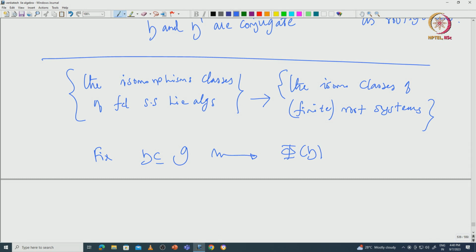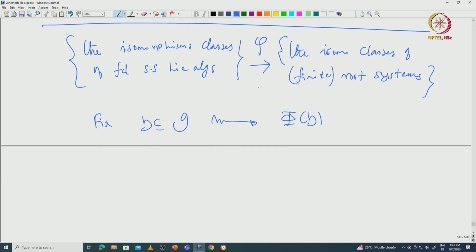Later we will prove that for each root system we will be able to construct one finite dimensional semisimple Lie algebra, so that this map, which we call φ, is actually surjective. Again, later we will prove that this map is also injective. Proving this map is injective is not that hard; proving this map is surjective is a bit hard. Indeed, we will prove this. This is the ultimate theorem.